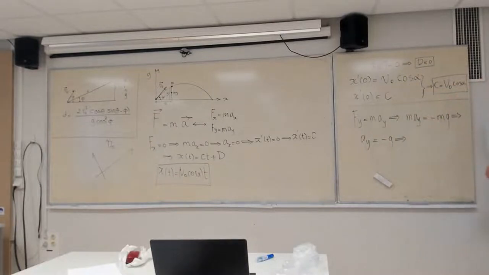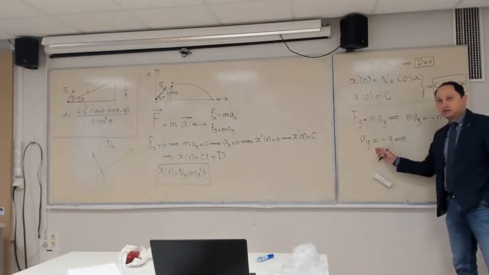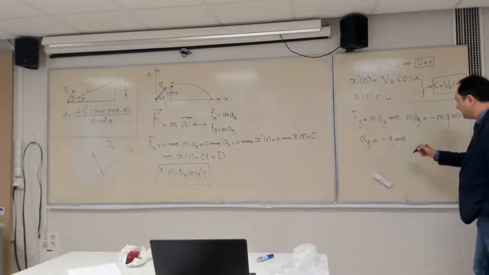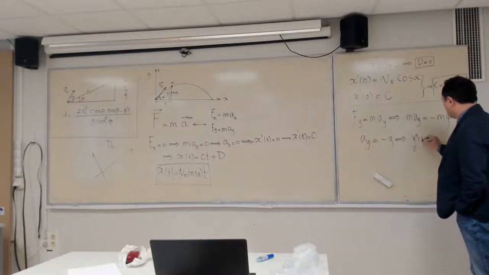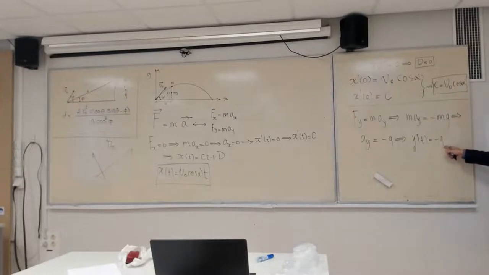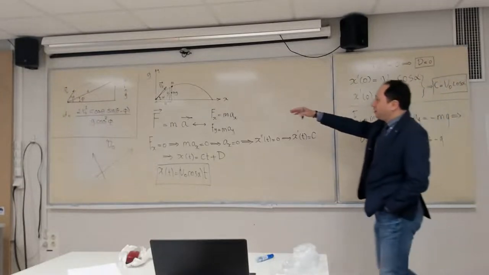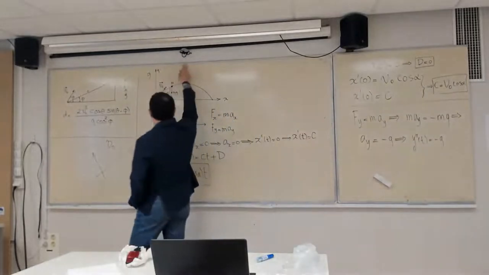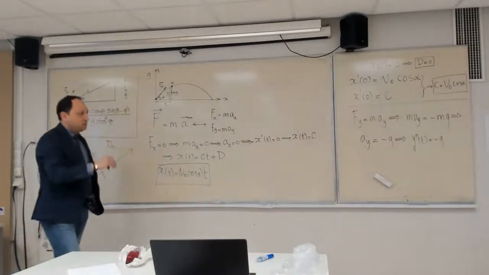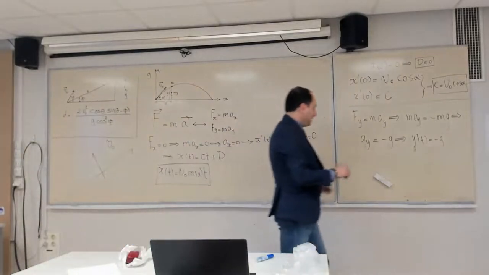Remember, my goal is to find the y coordinate. So what can I write for a sub y? Yes, just say it. Second derivative of y is equal to minus g. According to experiments, this g, at least up to these heights, if that's not a very big height, is a constant. Yes? Okay, and then it means that it makes me a lot of simplification.